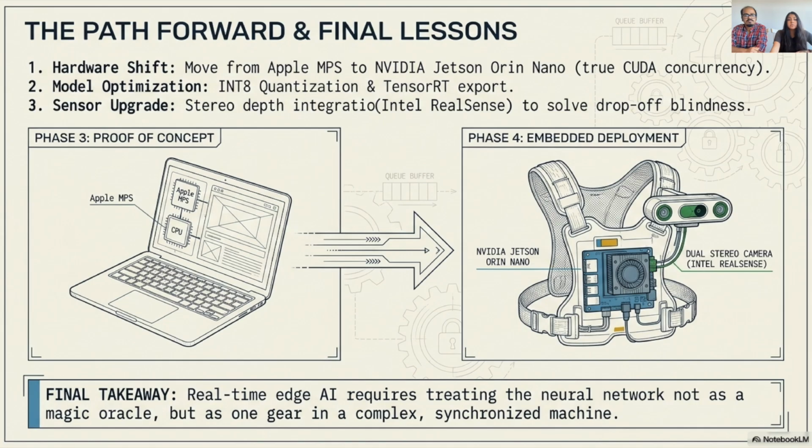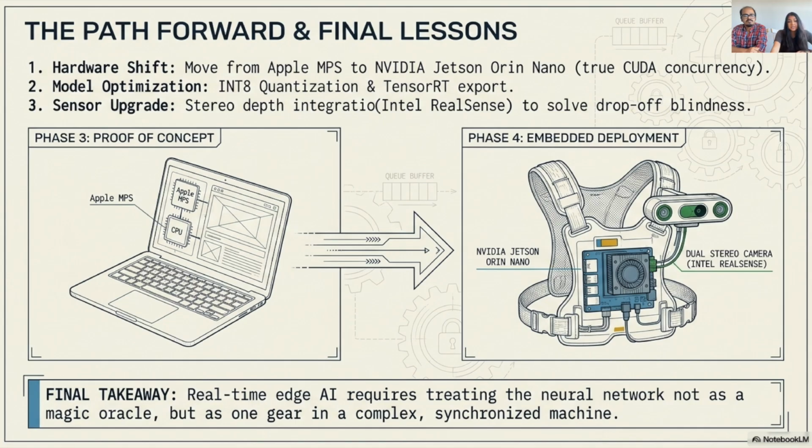The second is model optimization. INT8 quantization through TensorRT. On the NVIDIA hardware, we can expect a further 2 to 4 times reduction in per-frame latency. That headroom is what lets us add a third asynchronous worker for depth estimation.